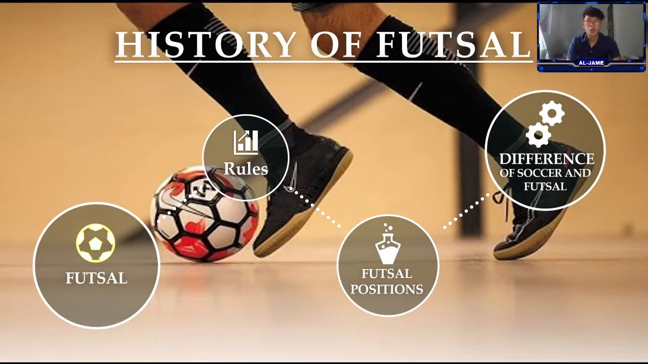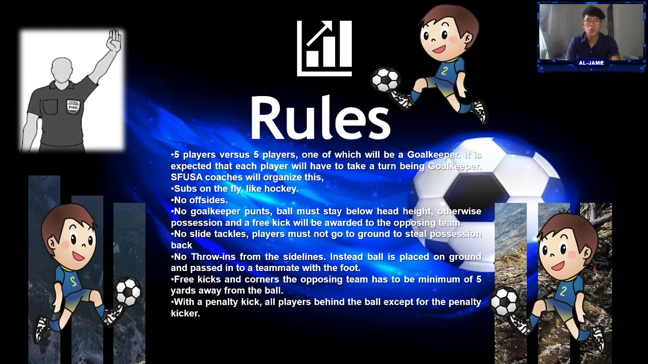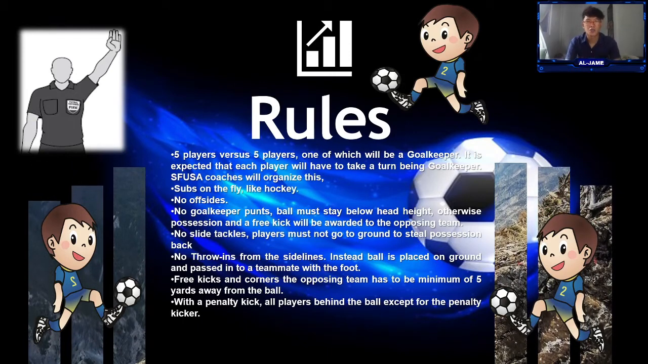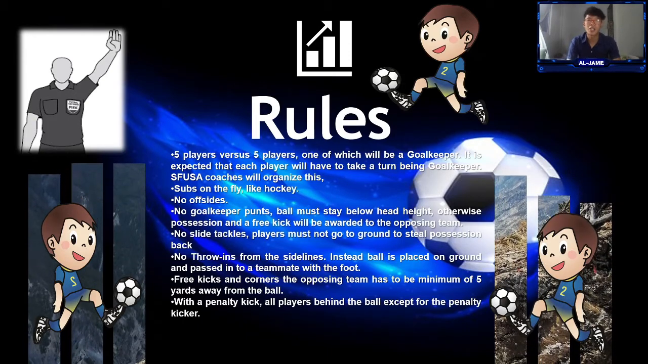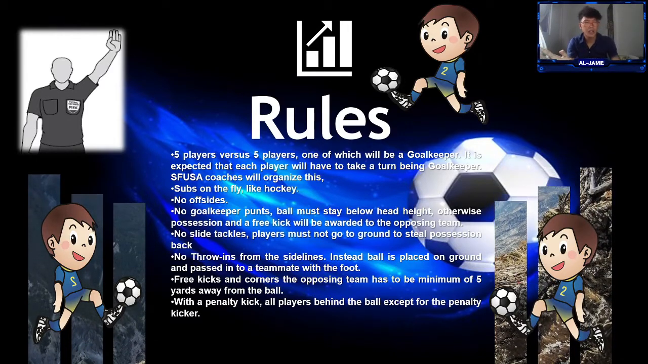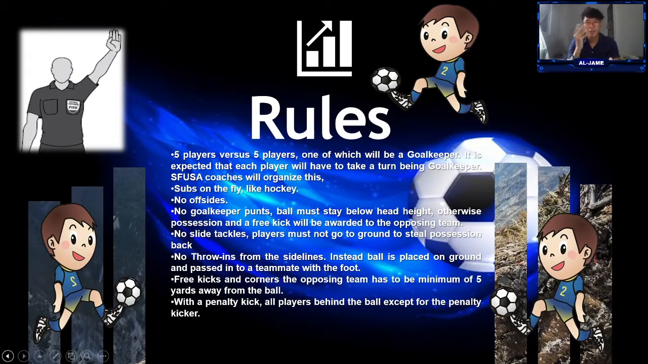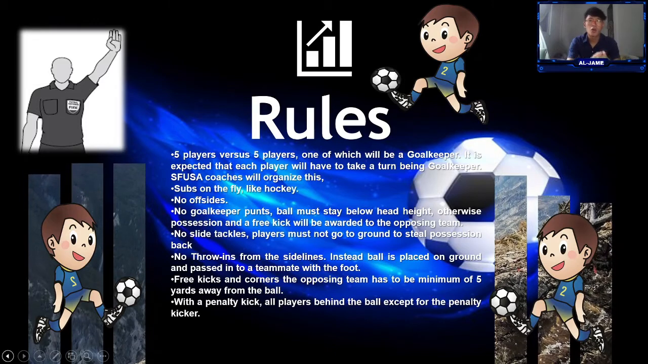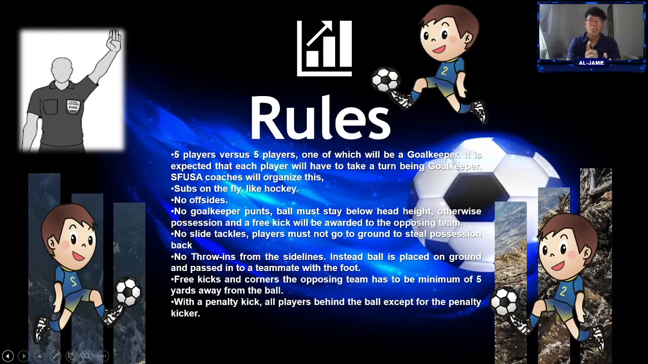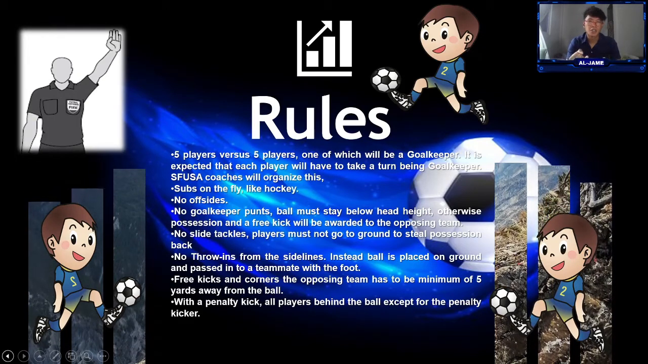Therefore, let's proceed to the rules of futsal. Rules, so there are 5 players versus 5 players. As I said a while ago, basketball and futsal have similarities, the same 5 players against 5 players. One of them will be the goalkeeper. It is expected, however, that the fifth player in futsal is the goalkeeper.